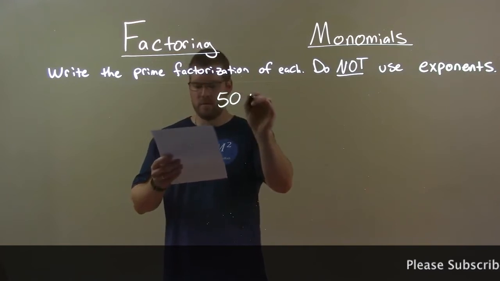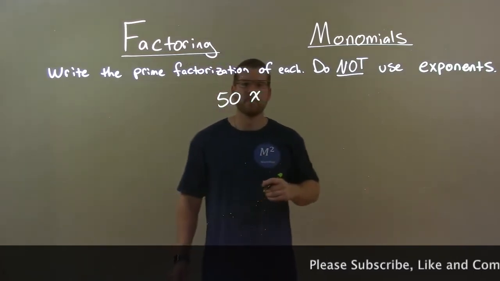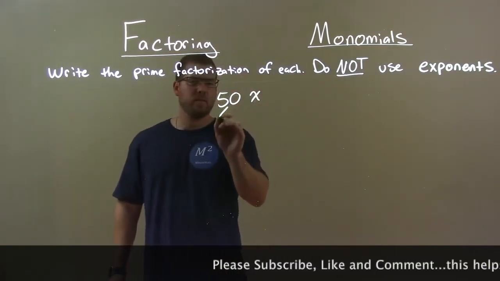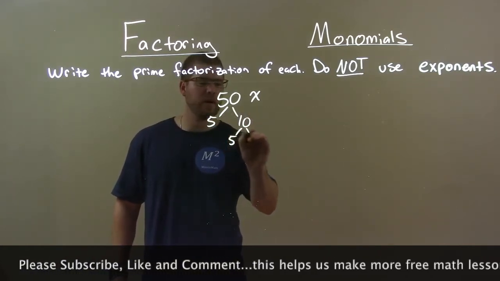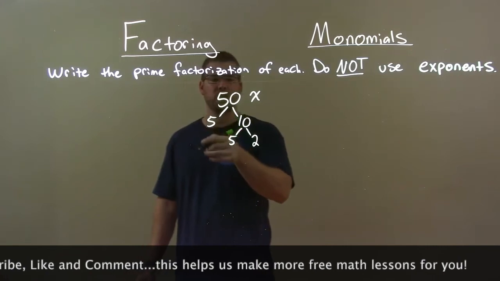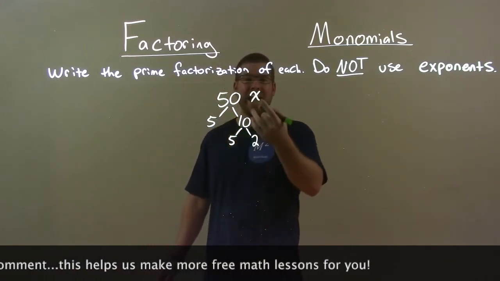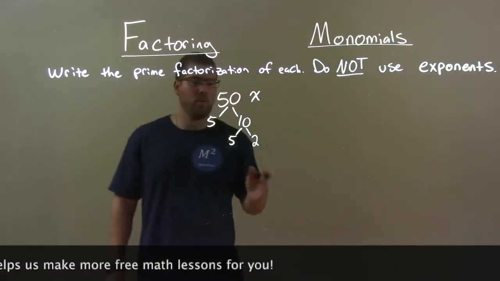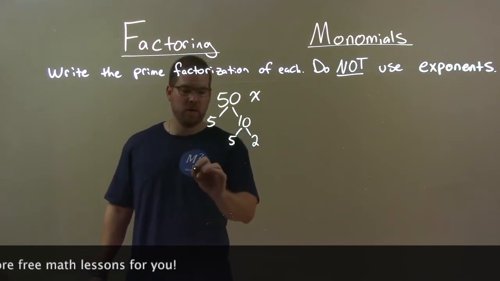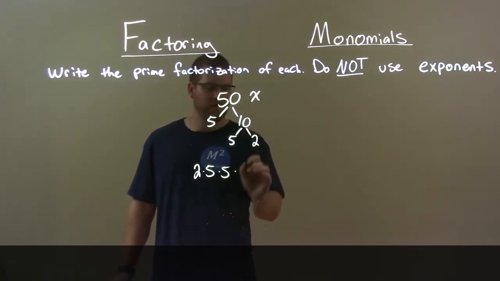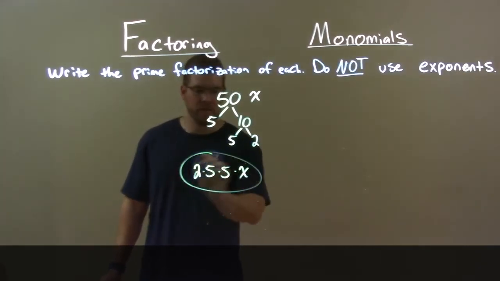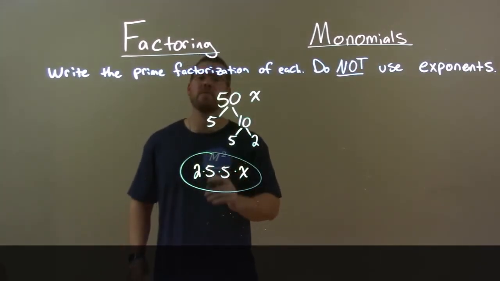50 times x, all right? Well, 50, that's easy to break down. That's 5 times 10, and 10 is 5 times 2. So 50 is 5 times 5 times 2, x is just x. So rearranging this from least to greatest, 2 times 5 times 5 gives me the 50. x just comes down. Final answer here, 2 times 5 times 5 times x.